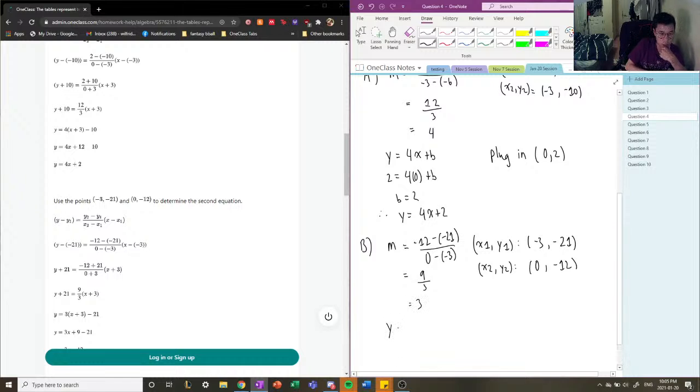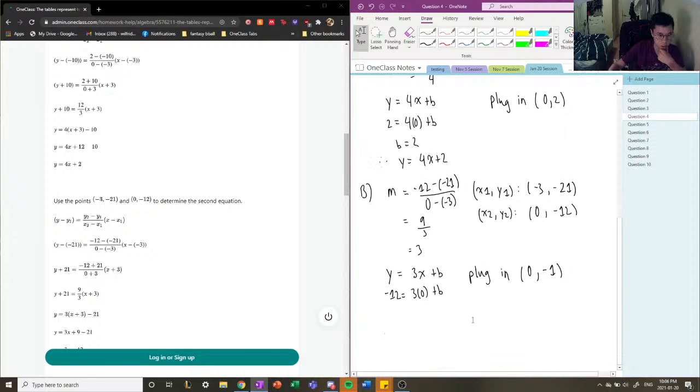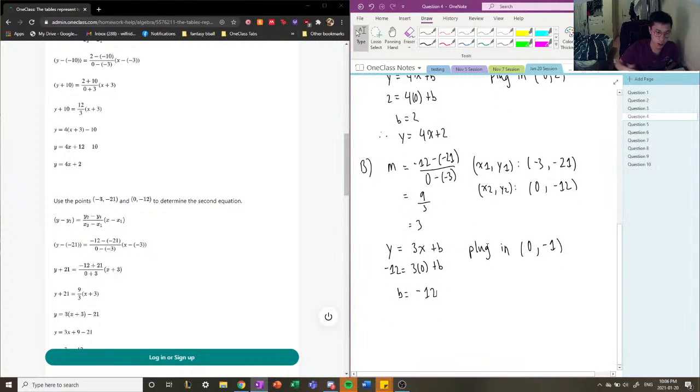We plug this into our equation, which is y equals 3x plus b, and we plug in 0 and negative 12, and what we get is negative 12 equals 3 times 0 plus b, so b equals negative 12. All right, now we have found our two lines. Okay, so therefore y is equal to 3x minus 12, and we can move on.